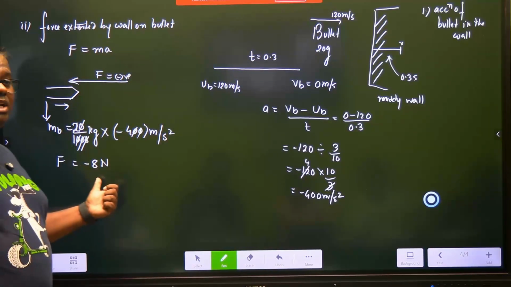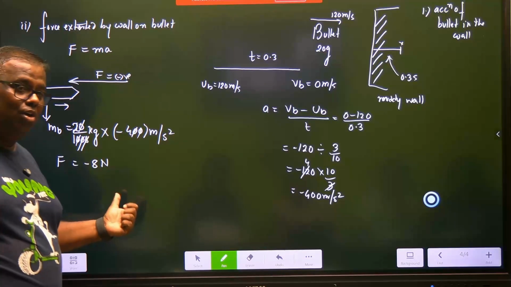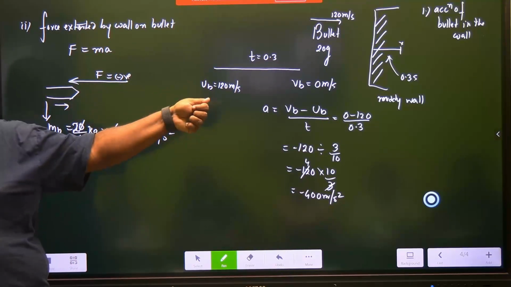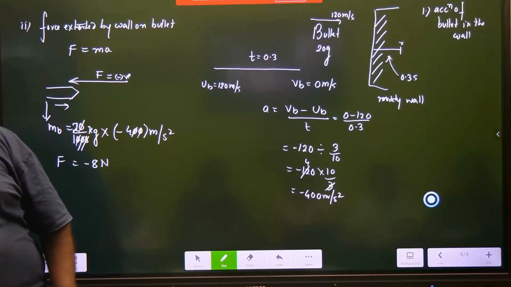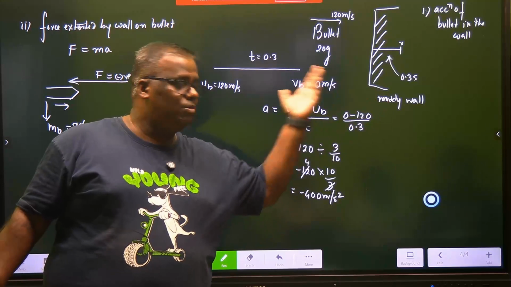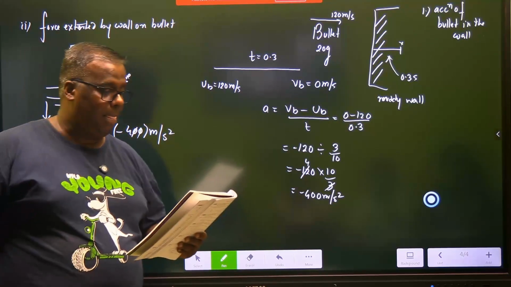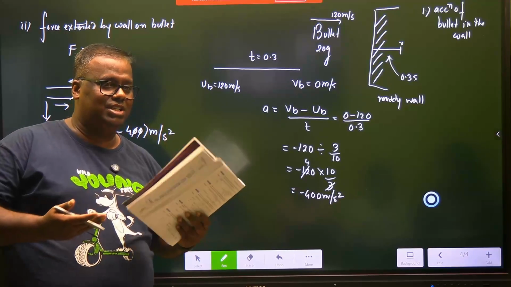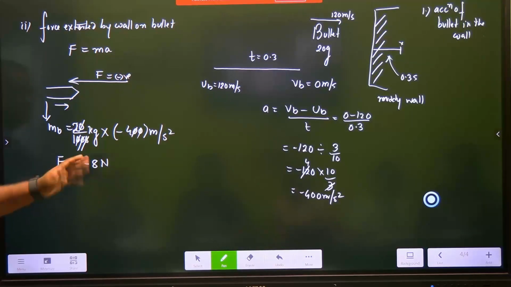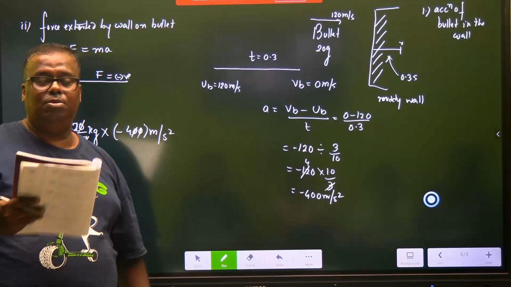So here we should write one more thing. Wait, the bullet experiences a force of negative 8 Newton. That means as per Newton's third law, the wall should exert a force of positive 8 Newton. Action, reaction. That's how the story comes. The bullet experiences a force of negative 8 Newton, so the wall must be experiencing a force of positive 8 Newton, equal and opposite. Yeah, so the next question, see. So what is the answer we will give? We will give the answer as the wall exerts a force of how much, beta? 8 Newton.